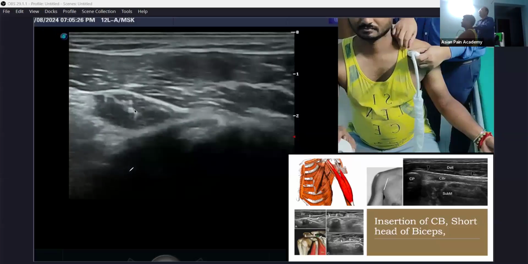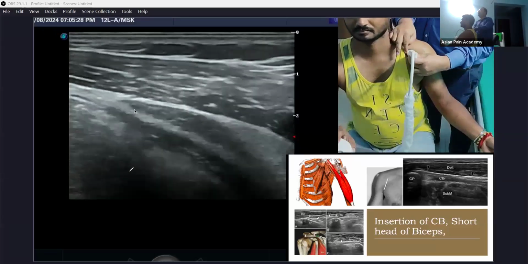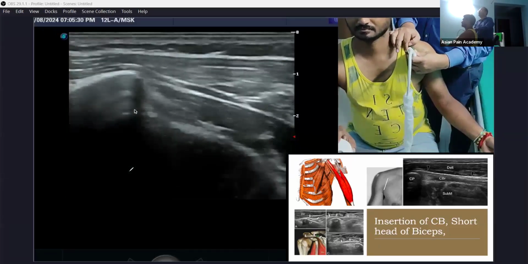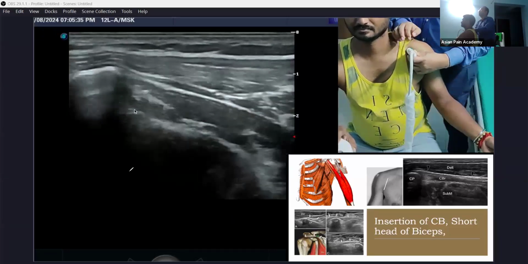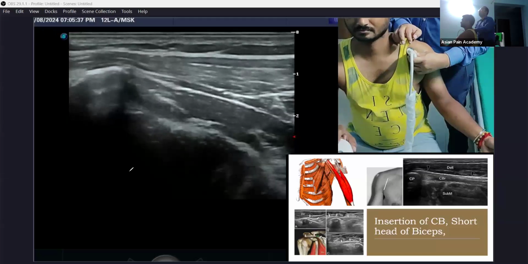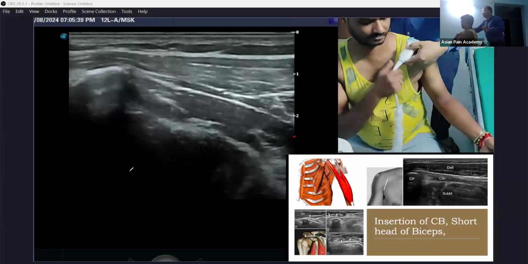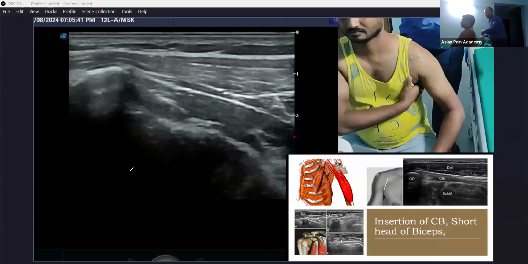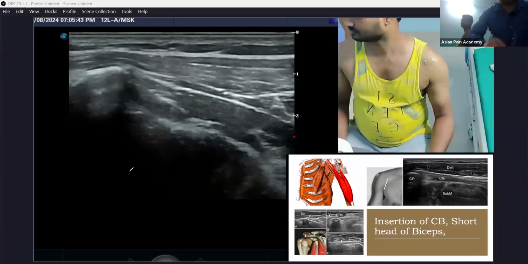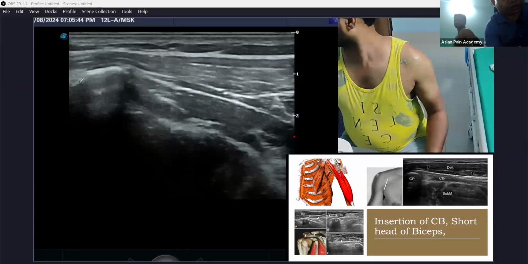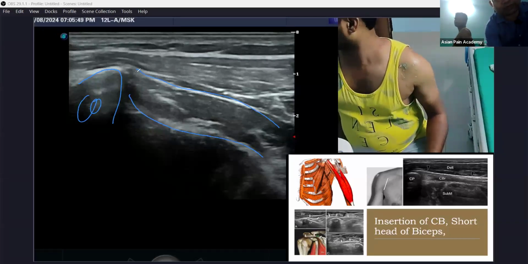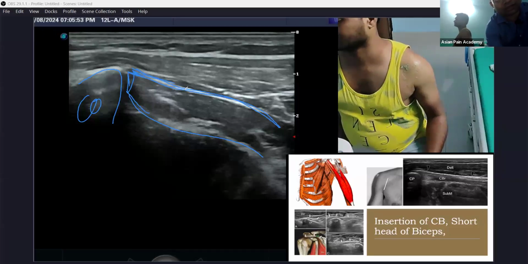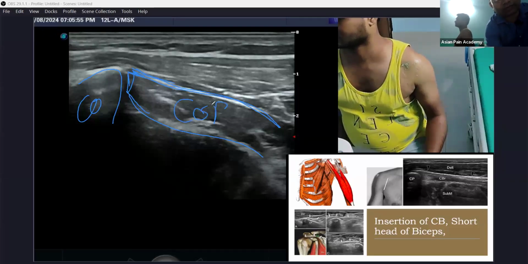And this coracobrachialis you can see in a long axis manner like that. You can see how it joins the coracoid process. This is the coracoid process, and this is the coracobrachialis muscle. It has a very short tendon. So this is the coracobrachialis.